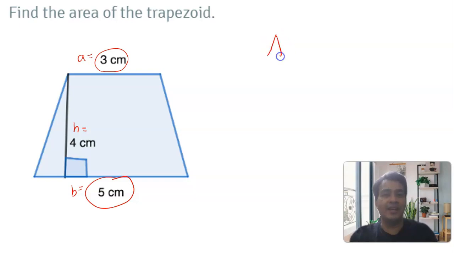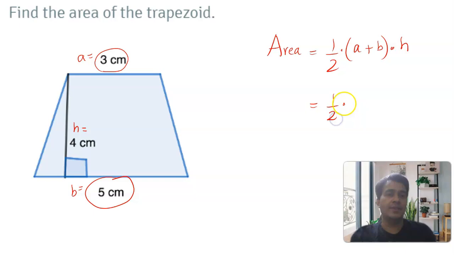Let's do that. So area of trapezium is half. We write the formula first. Half times sum of the parallel sides times the height. So it is half times A plus B, so 3 plus 5. Height is 4. Half times 8 times 4.